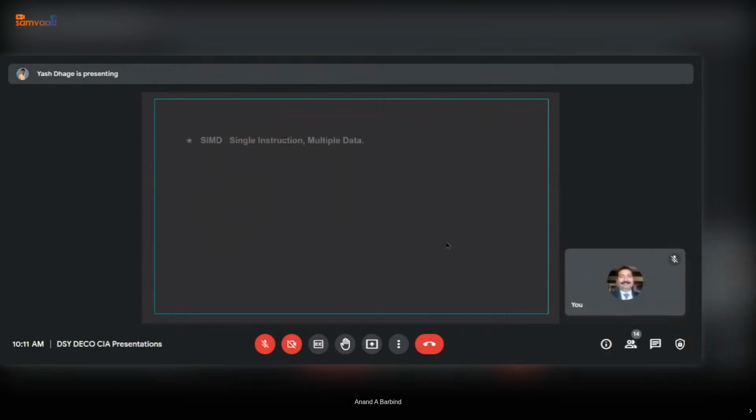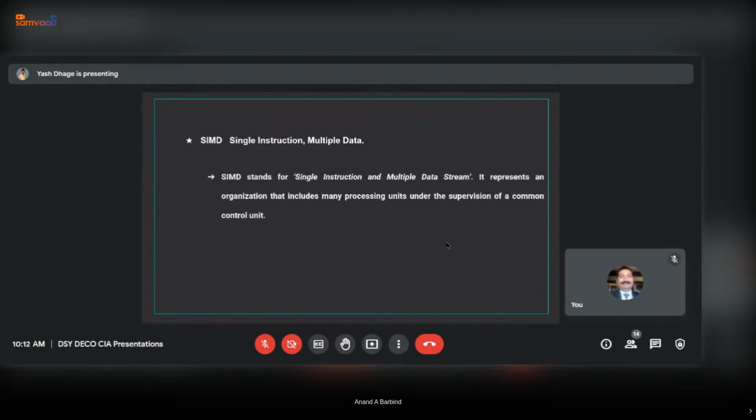Now next is single instruction and multiple data. Previously, single instruction and single data was used in the first computers, with Windows 98 we used it. Now we see single instruction and multiple data.